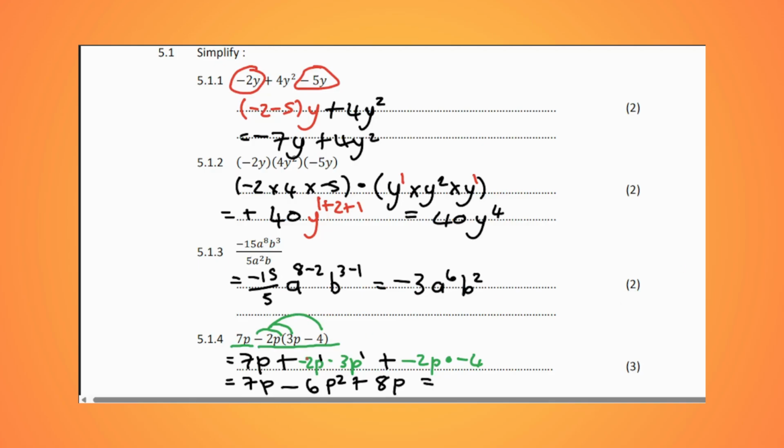And we have our like terms that we can add together. So our final answer will be 7p plus 8p. They will be p's, but 7 plus 8 is 15. So it's 15p minus 6p squared.